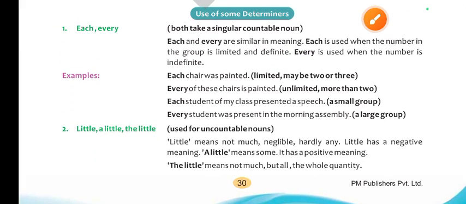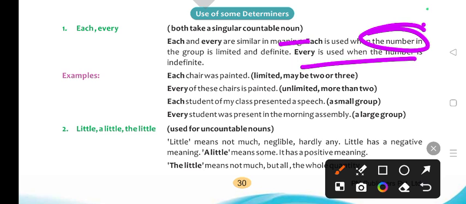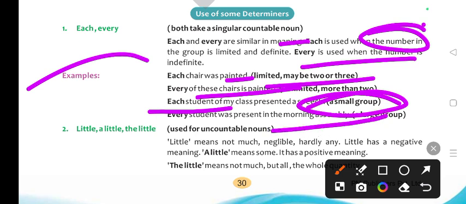Use of some determiners. Here each and every also do the work of determiners. Each and every are similar in meaning. Each is used when the number in the group is limited and definite. Every is used when the number is indefinite. For example, each chair was painted, so here limited maybe 2 or 3. Every one of these chairs is painted means more than 2. Each student of my class presented a speech, so it shows a small group. Every student was present in the morning means we are talking about a big group.